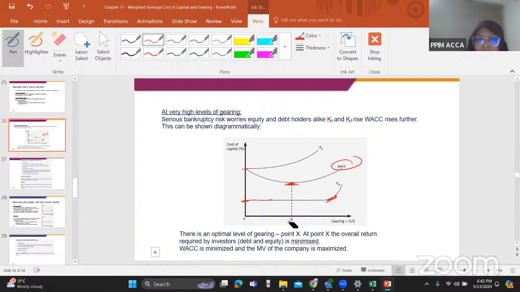How do we find it? There is no equation as such. We have to find it through trial and error. We have to take 10% debt, 20%, 30%, 40%, and then find out at which point the weighted average cost of capital comes to the lowest point. So this is what the traditional theory talks about.